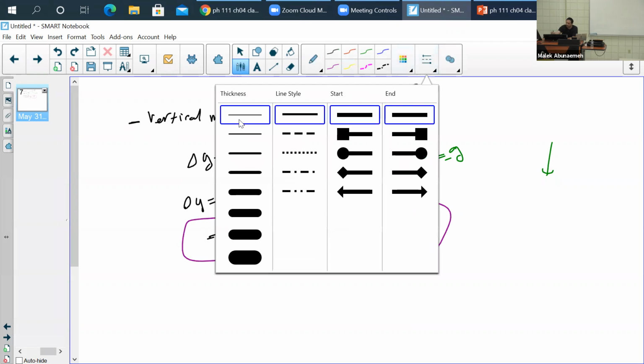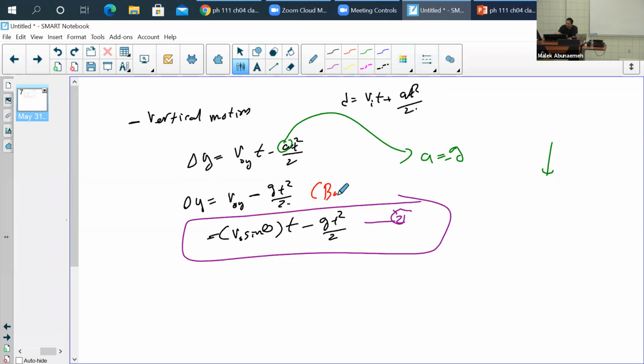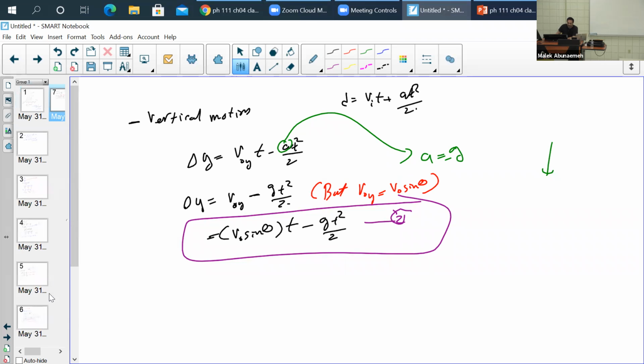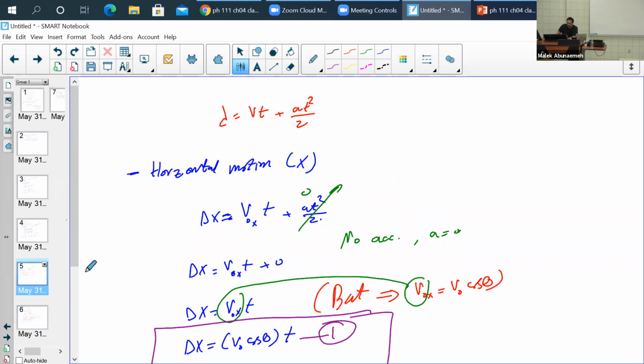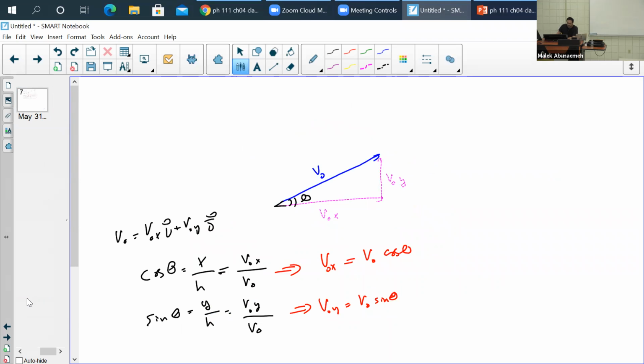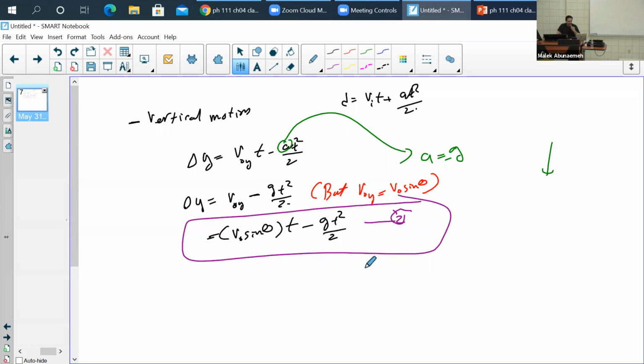Oh, by the way, I forgot to write this down, but from before, v naught y equals v naught sine theta. Again, we got this from our little equation, v naught y equals v naught sine theta. So that's your delta y. Delta y equals v naught sine theta t minus g t squared over 2.